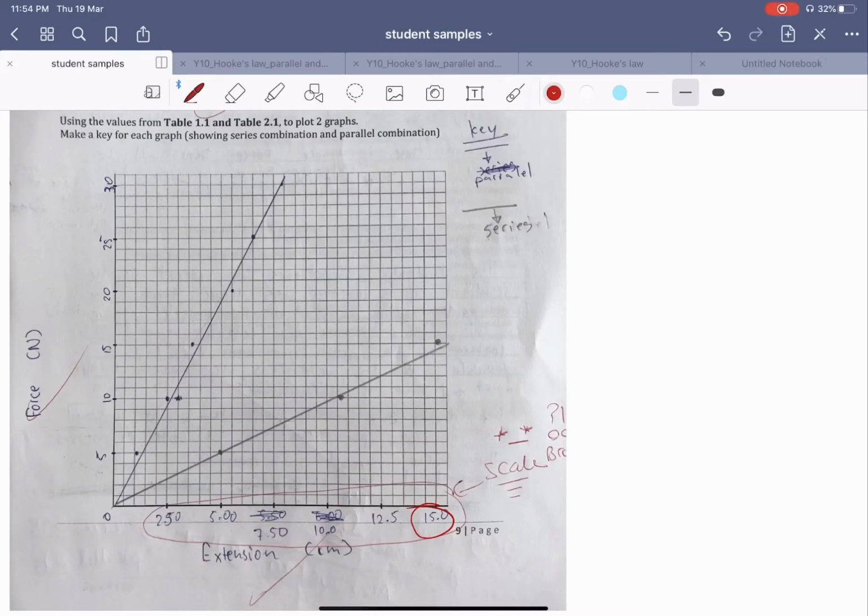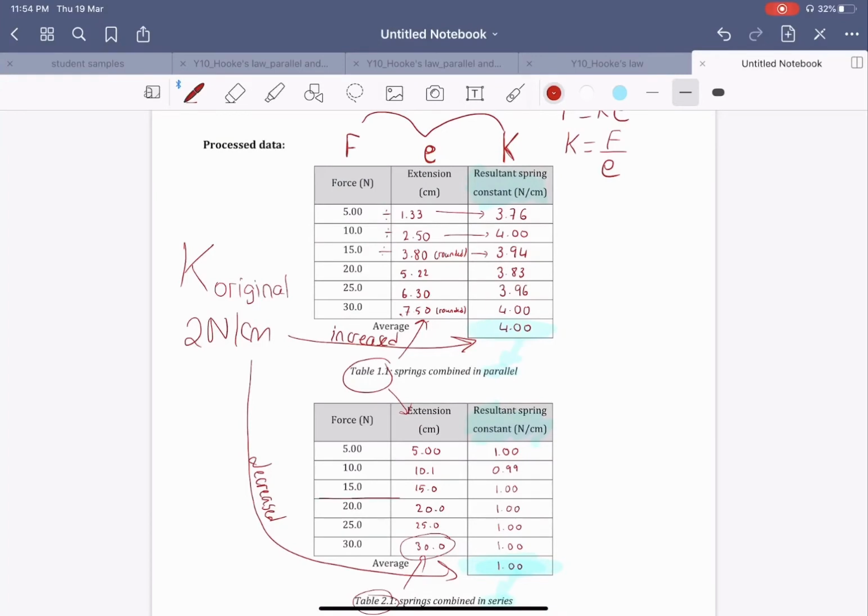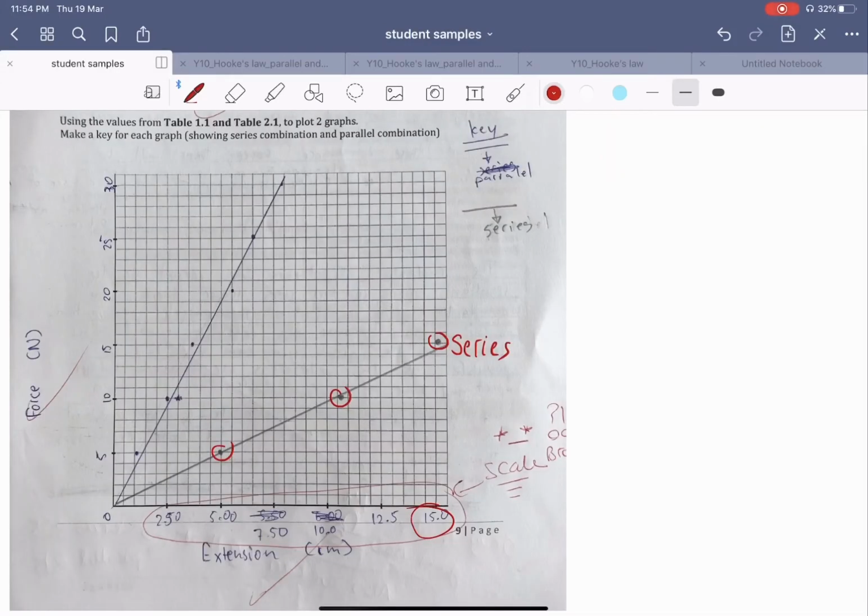So when he or she wanted to plot the graph for the series one, they couldn't plot more than 3 dots up to here only. They could only plot these. They couldn't plot the 20, 25, 30 Newton. And that's wrong. That's not accurate. Even if you get a line that is similar to the line that I got, this is still not accurate. So the scale is a very important problem.